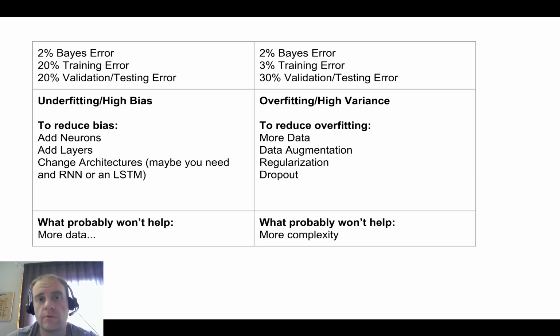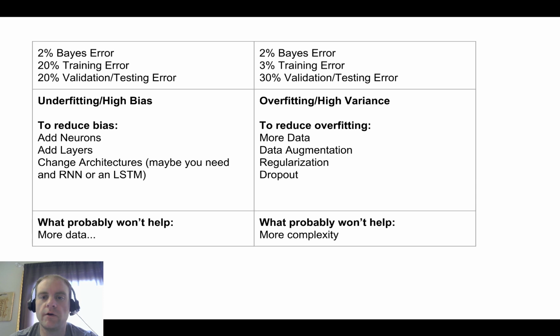Maybe an LSTM or an RNN are better architectures, and if you haven't heard of either of those, that's okay, we'll get to that later. What won't help in this scenario is more data. If you can't fit the data you have, you probably won't suddenly start to fit new additional data.